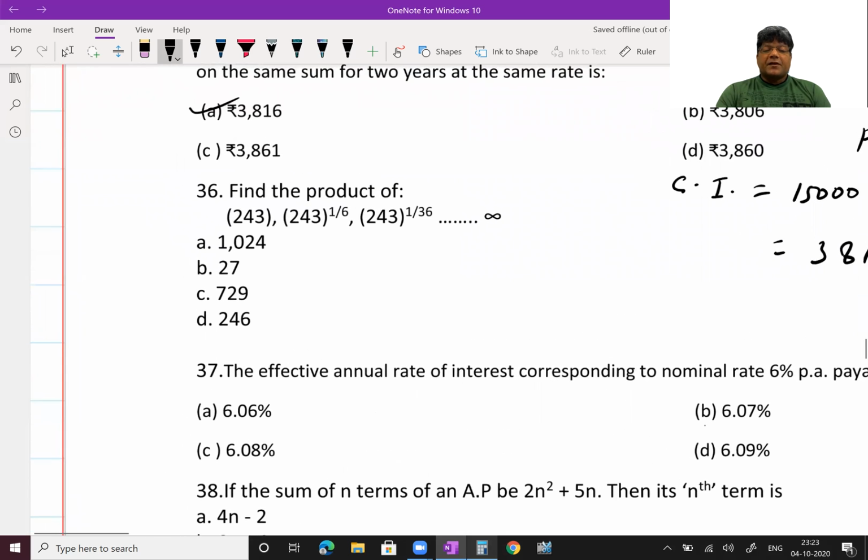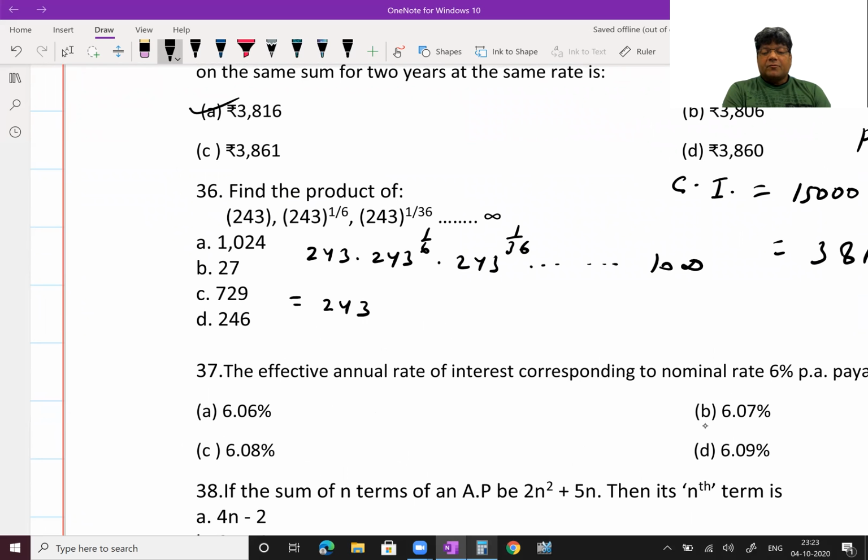Next question is, guys, find the product of. Now this is easy question. You see product of, that is 243 into 243 to the power 1 by 6 into 243 to the power 1 by 36 into dot dot dot to infinity. Base is same. So according to indices, the power will be added. So it will be 243 to the power, this is the power, nothing, that is 1 plus 1 by 6 plus 1 by 36, means 6 square, plus dot dot dot to infinity. So the power of 243 is what?